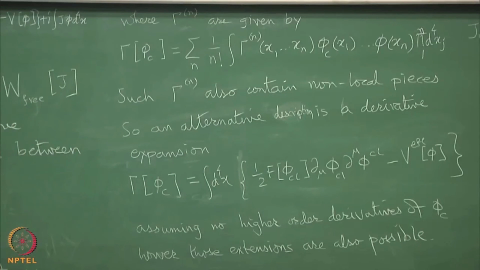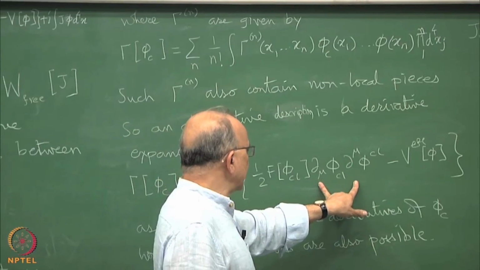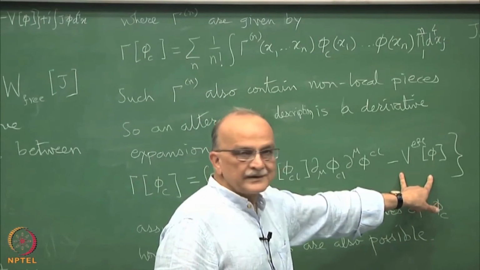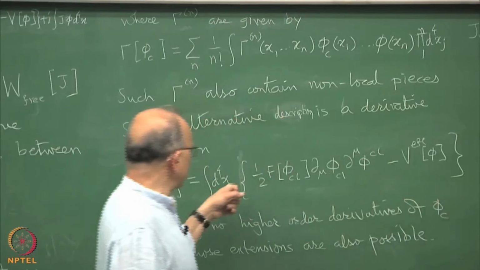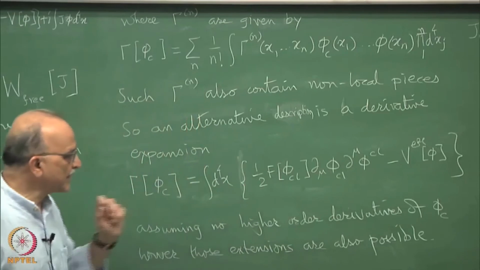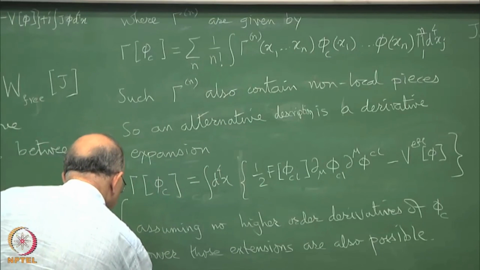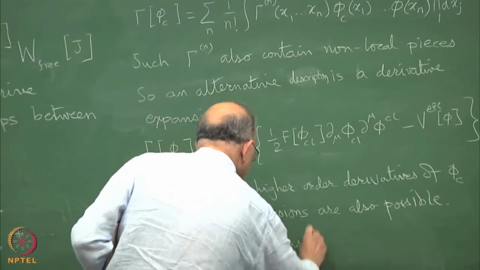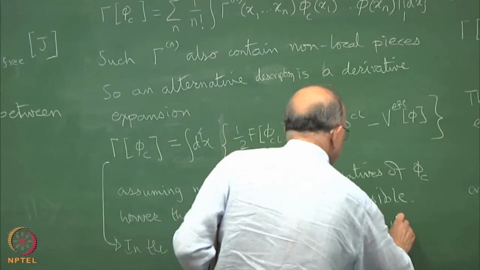Here, by proposing that the only derivative terms I have are d mu phi up to some functional which is a function only of phi but not of derivatives, and whatever remains I call V effective of phi. This is a local expression. It is powers of phi at the same point x. There is only one x integration now. So this is a local theory because everything in it is local to one point x. In the case this ansatz is possible, V effective is called the effective potential.